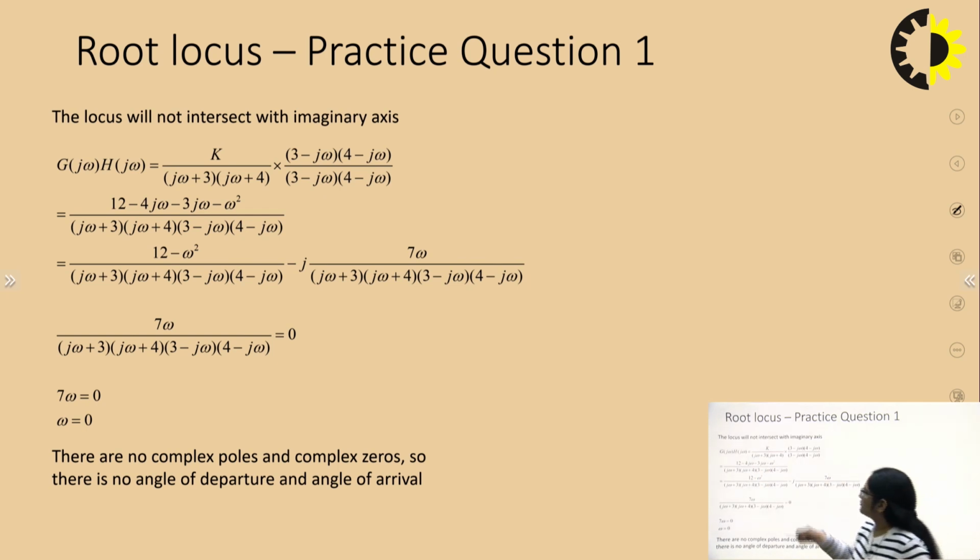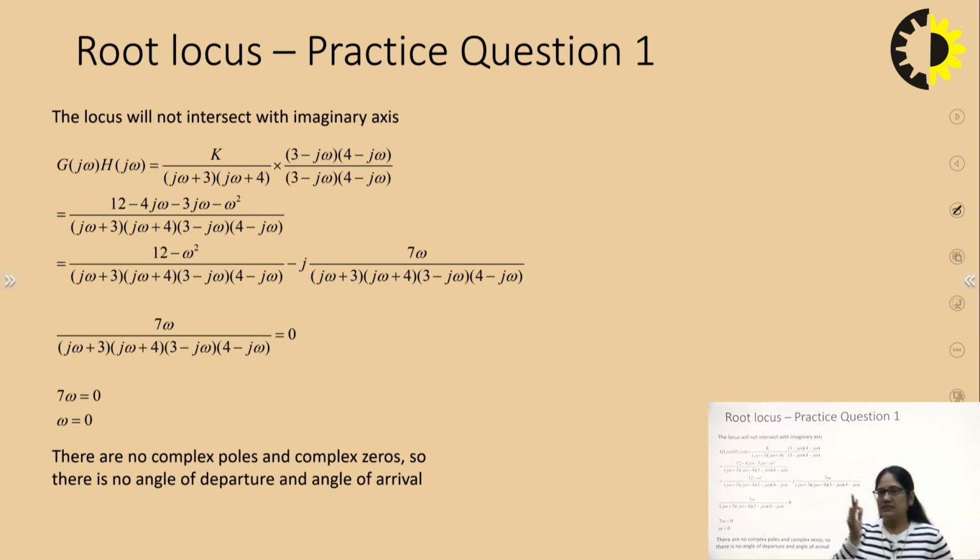Now when we put s is equal to j omega, it becomes G(j omega) H(j omega) is equal to K divided by, in place of s we are writing j omega, so j omega plus 3 and j omega plus 4.